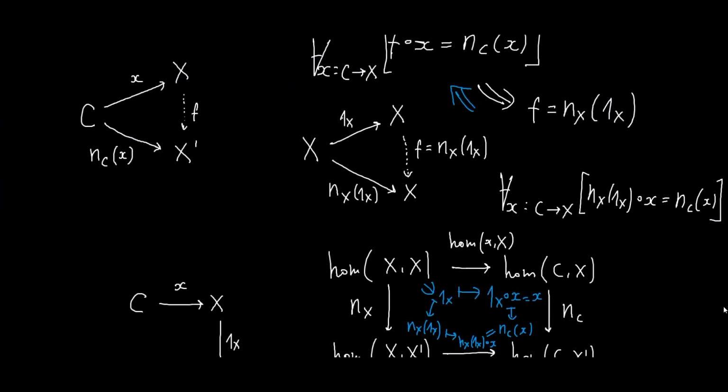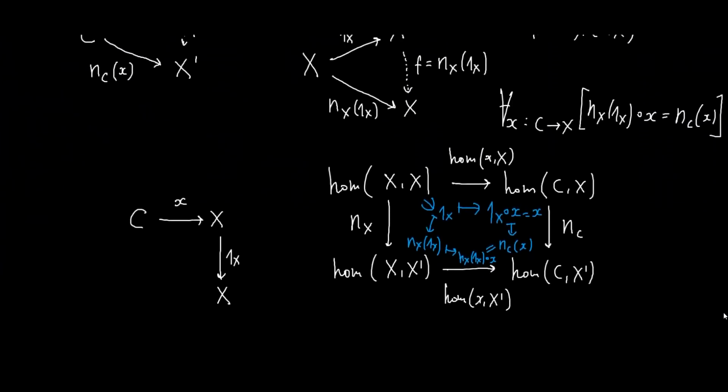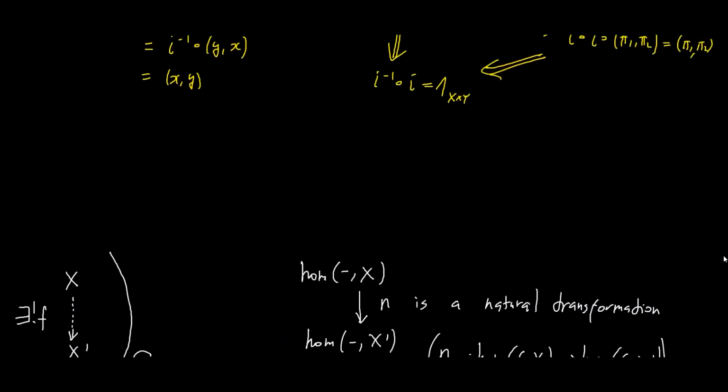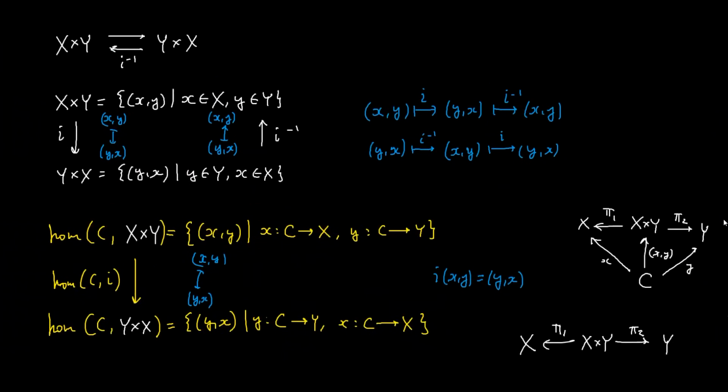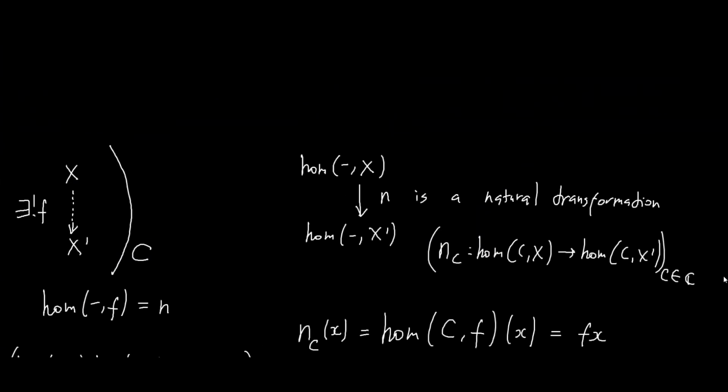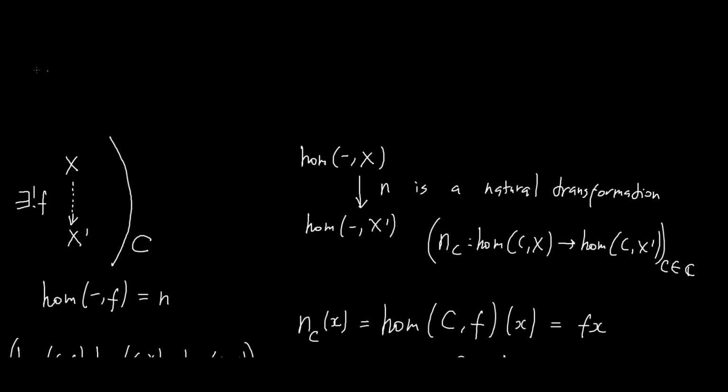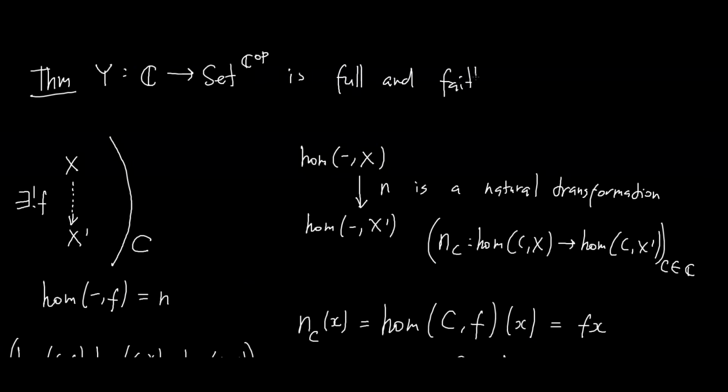So what we've done here is basically a general fact whose specific instance we already exhibited in the previous case. Let's formalize this as an actual theorem. The functor y going from C to this category is full and faithful. What does it mean for a functor to be full and faithful? It means exactly what we proved.